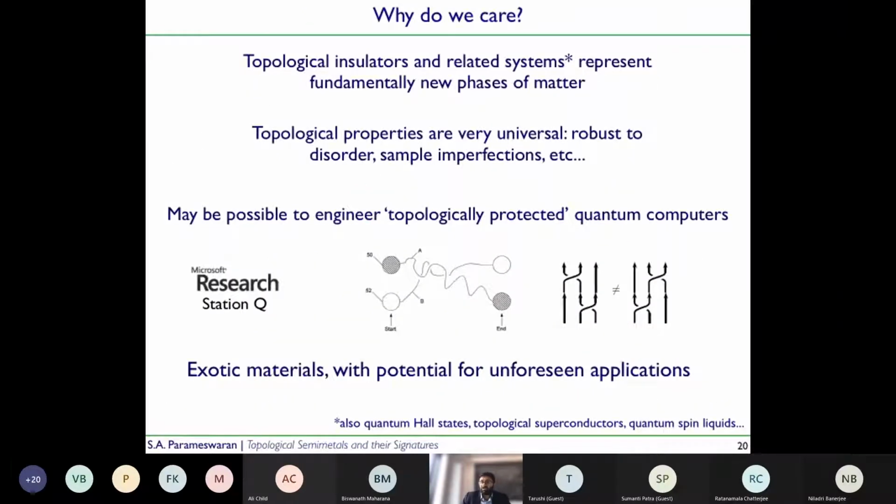So just to close this introductory section, the reason we care about topological insulators and all their related systems is that they're fundamentally new phases of matter. And these topological properties are very universal. They're robust to disorder, and in many cases robust to sample imperfections. Because of that, it may be possible to use them to engineer topologically protected quantum operations. But more generally, they're just exotic materials with potential for applications that we can't foresee.